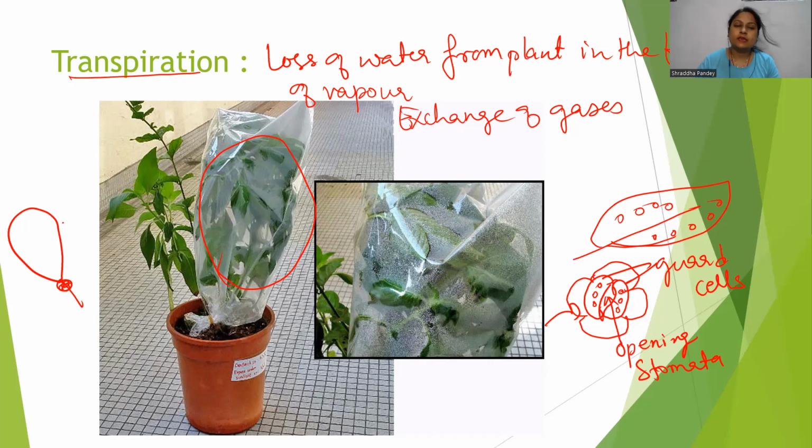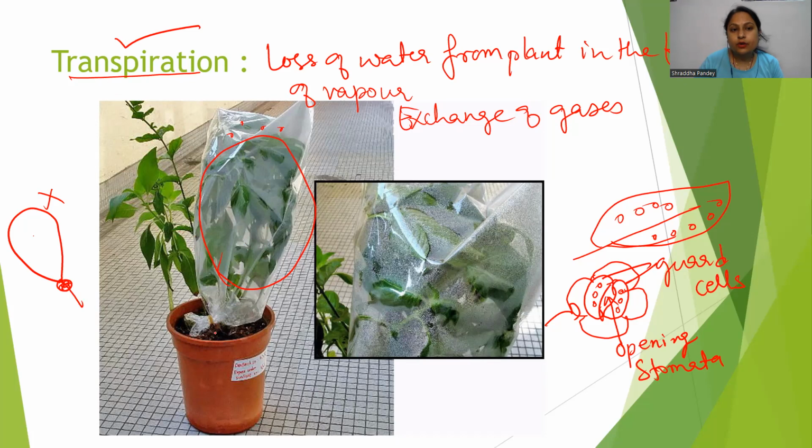So how did these droplets come? The plastic bag which was not covering any branch of the plant, which was empty, does not show any water droplets. But the plastic bag inside which the branch of the plant was there shows water droplets. How did these water droplets come? It is from the leaf of the plant, which has undergone transpiration, which has lost water vapor from the plant.